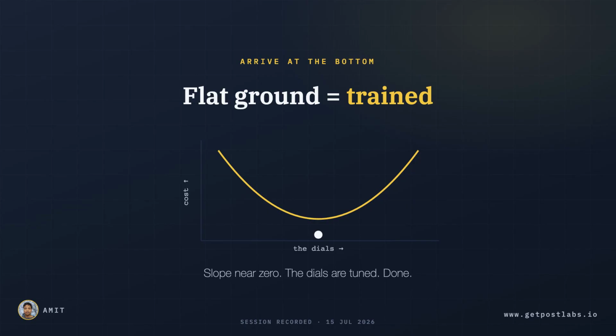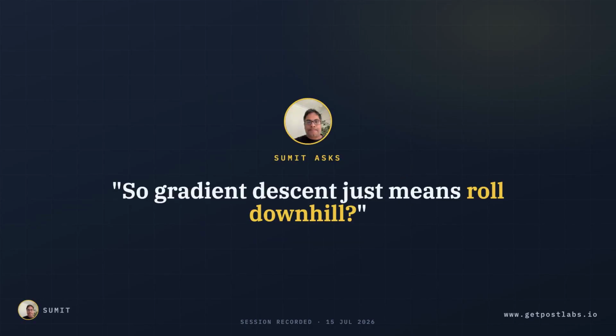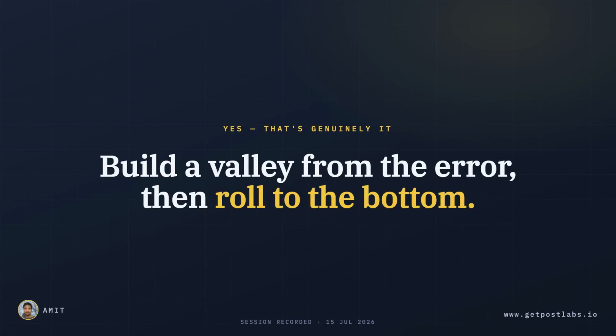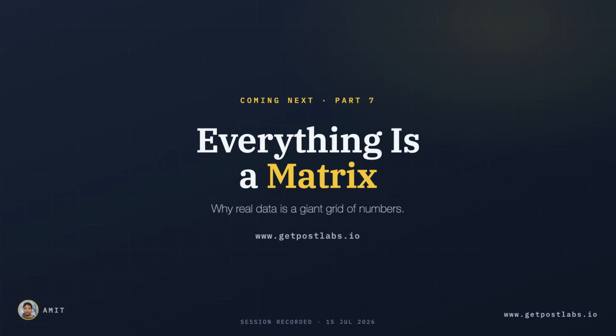The model is trained. So the fancy words gradient descent really just mean roll downhill? That's genuinely it. We built a valley out of the error and we roll to the bottom. Big name, simple idea. So far, our example was one number in, one number out.